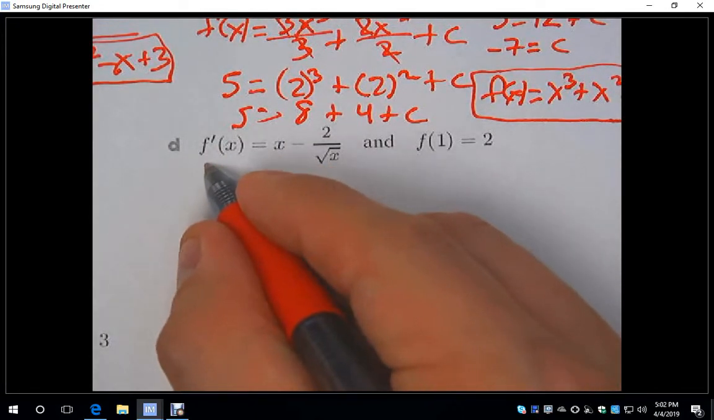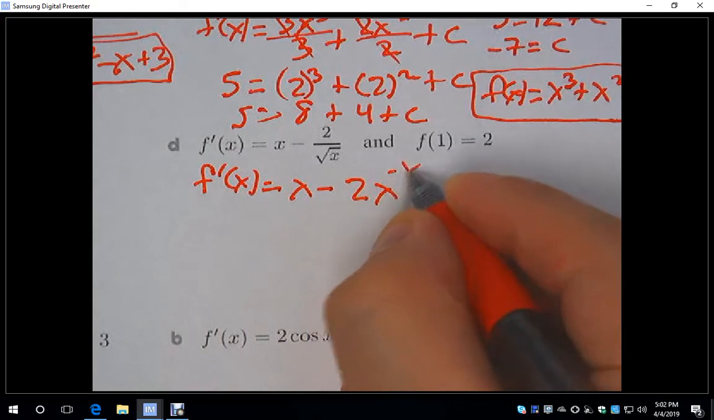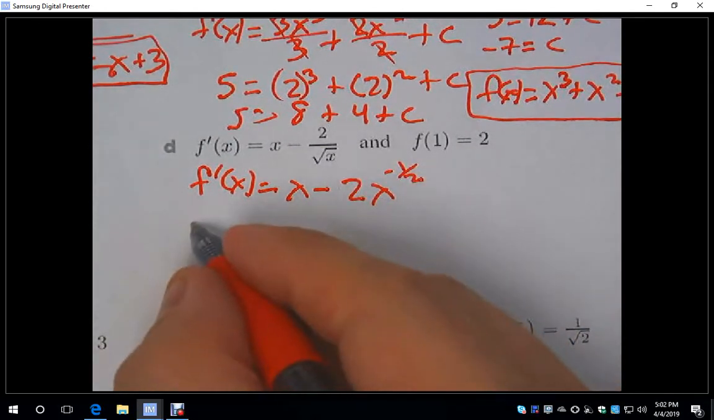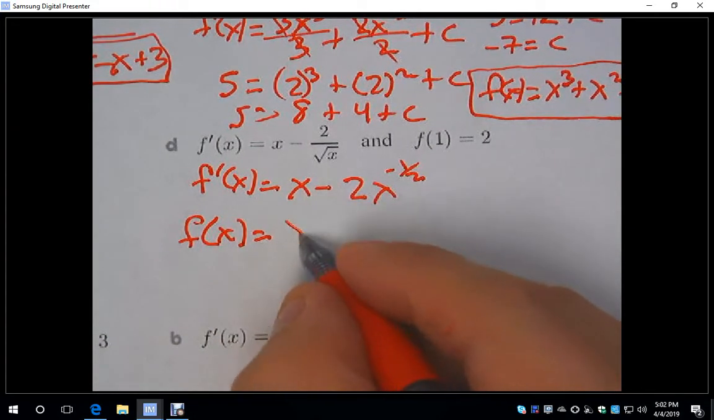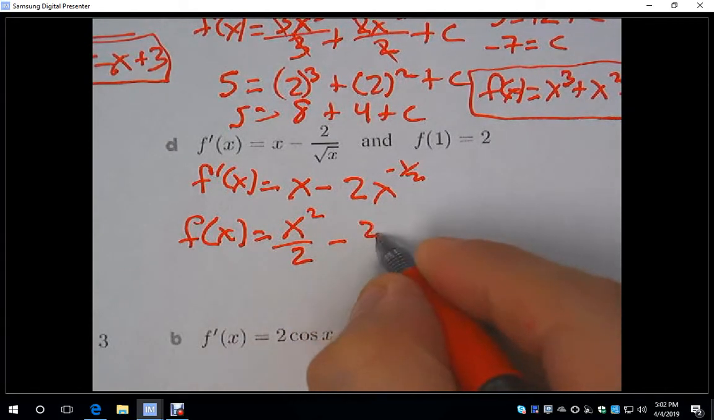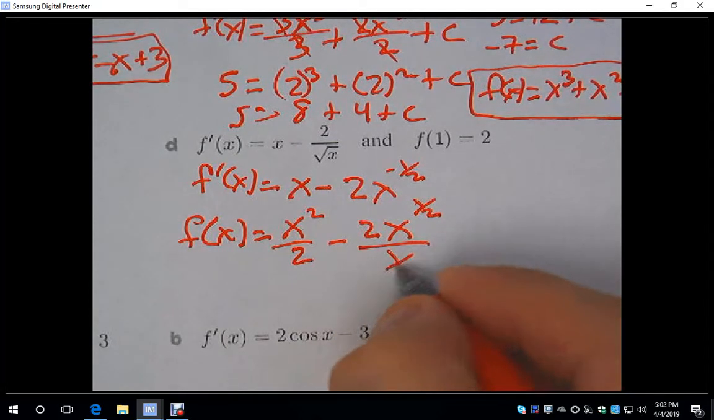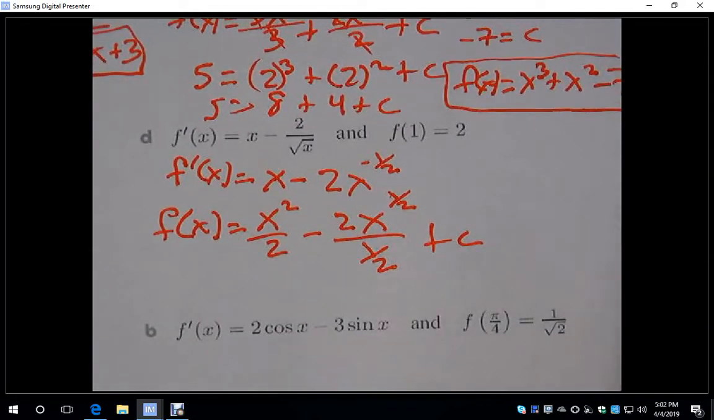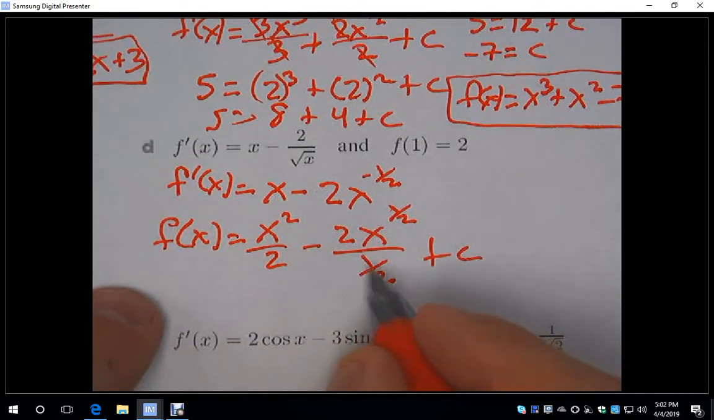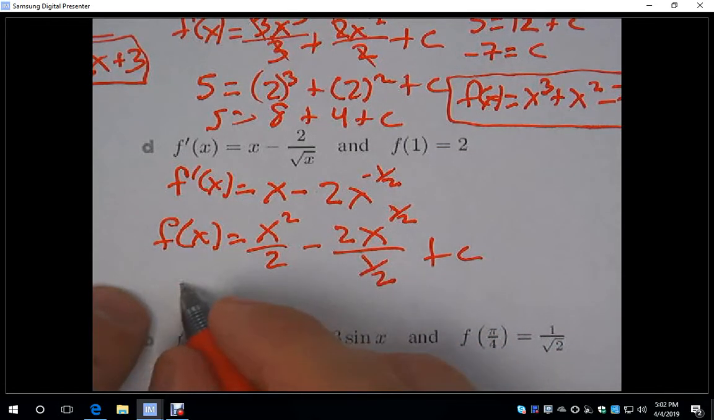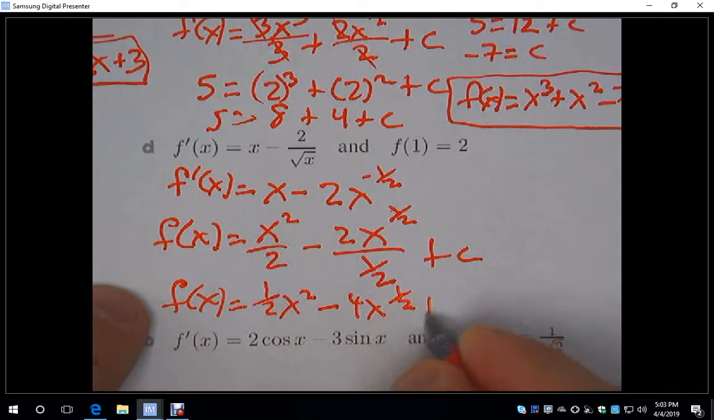I'm just going to rewrite this. I have f prime of x equals x minus 2 times x to the power of negative 1/2. And I want to go back to the original function. To go back to the original function, I'm going to take the integral, so that becomes x squared over 2 minus 2 times x to the power of, if I add 1 to negative 1/2, I get 1/2 over 1/2 plus c. We could take the reciprocal. I have a fraction divided by a fraction, so we should take the reciprocal. That would give me negative 4 here, so I have f of x equals 1/2 x squared minus 4x to the power 1/2 plus c.